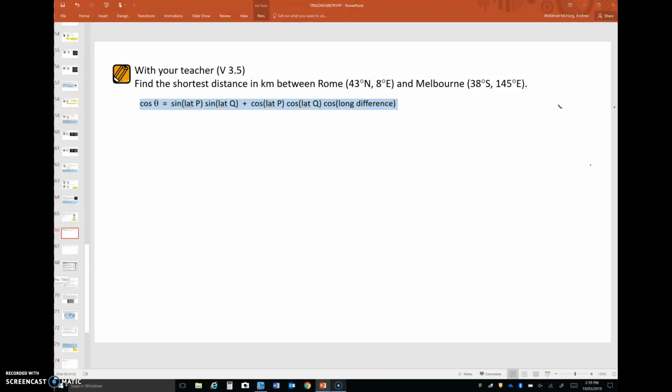Hi General Maths students, in this video we're going to be finding the shortest distance between Rome and Melbourne. You'll notice that both the latitudes and the longitudes of these positions are different. So we're not travelling north to south or east to west, we're travelling diagonally across the globe, and this involves travelling on a great circle, which is the largest circle that could exist on the surface of the Earth.